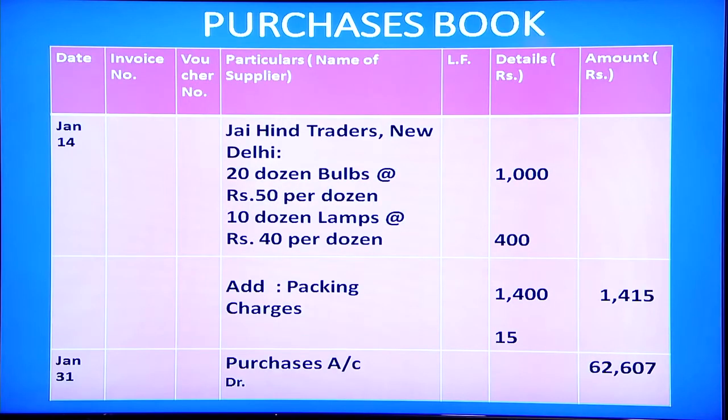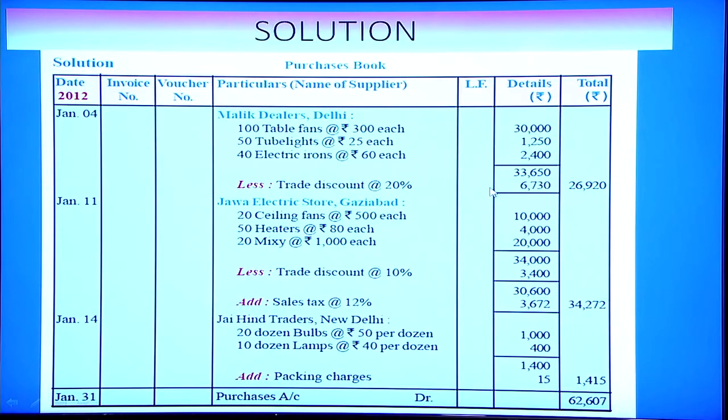Similarly, we will write the name of the next supplier, Jai Hind Traders, with the details and amounts. And here we are adding the packing charges. And after that, in the amount column, after totaling all these things, that is including the packing, we are writing in the last column. As a last item, we have to total the amounts in the amount column, and you have to write purchases account debit. That will be written on the end of that particular month. One more PPT including all the items.